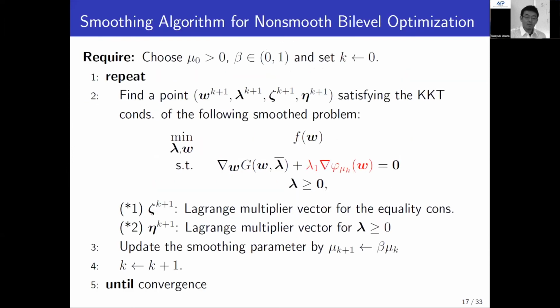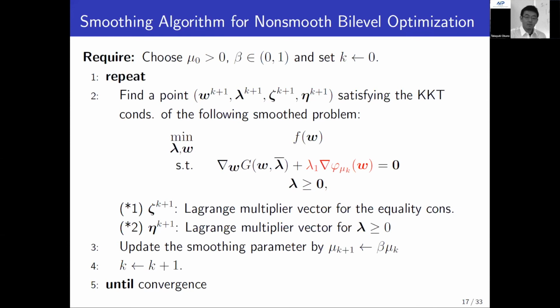Let me go back to the previous slide. We compute a point that satisfies the KKT conditions of the smoothing problem, and this is a Lagrange multiplier, zeta and eta. Then we update the smoothing parameter by decreasing mu, where beta is positive but smaller than 1. And we update k until convergence.